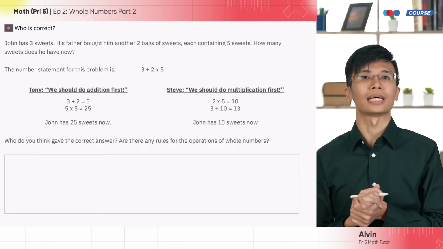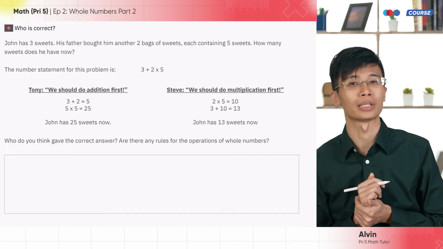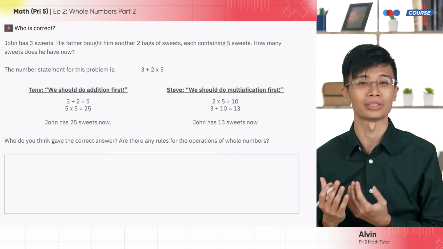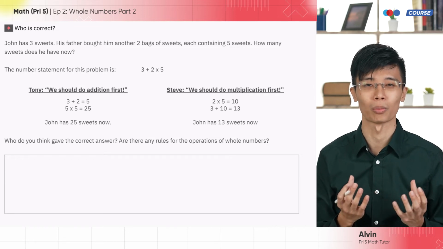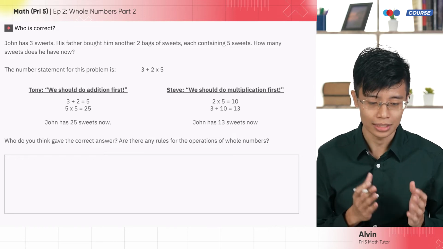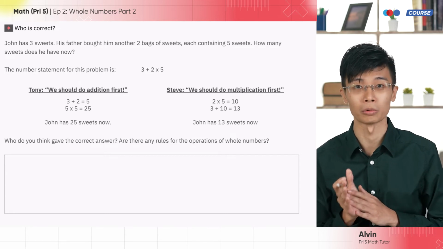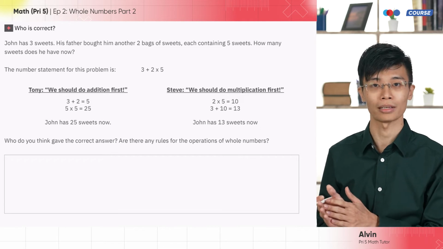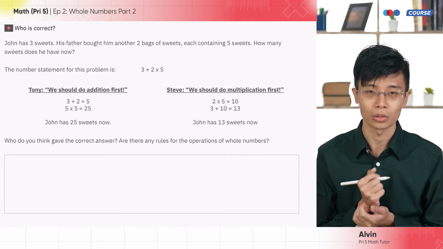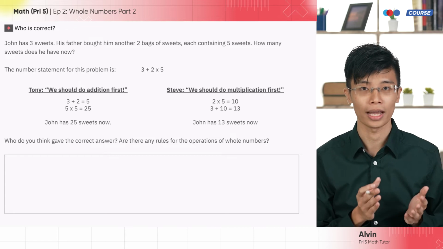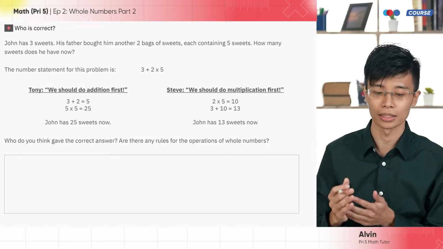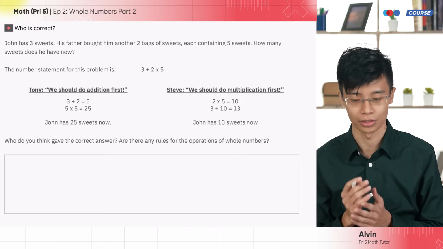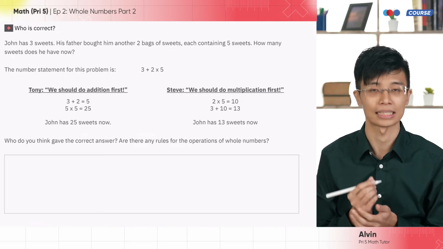Let's start your lesson with a little debate. I have an issue with two of my friends, Tony and Steve. Before we present their arguments, let's look at the question that caused them to be arguing. We are concerned with who is correct, so we need your help in finding out whether my friend Tony or Steve is correct. The problem is: John has 3 sweets. His father bought him another 2 bags of sweets, with each bag containing 5 sweets. How many sweets does he have now?